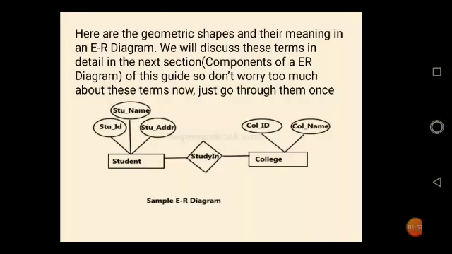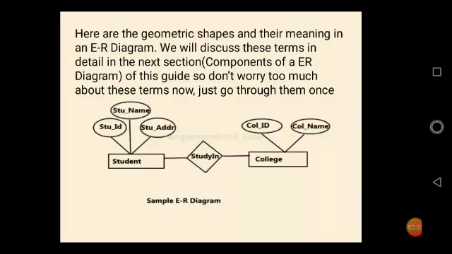So what is the relationship that exists between those entities, that is, the student entity and the college entity? It means the student is studying in this college, so that is the relationship between the student entity and the college entity, right? The relationship will be given in a diamond shape. So diamond shape means relationship. Rectangle means entity, and oval, ellipse means the attributes that a particular entity holds.